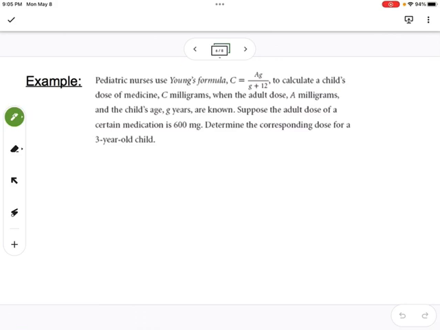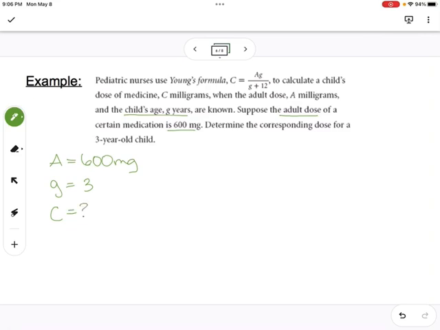Okay, so our C is our child's dose. Our A is the adult dose. We're given an adult dose in the question, so A equals 600 milligrams. And G is the child's age in years, which we know is 3 for a 3-year-old. And we need to calculate the child's dose, C.